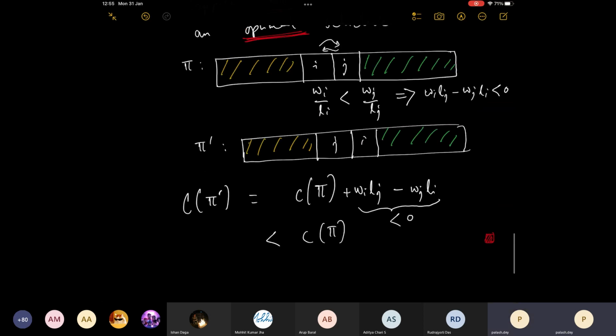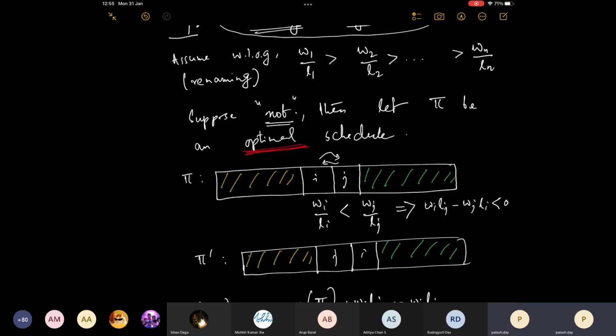Optimal need not be unique, and that will not make the proof wrong. Think of an input instance where all job weights and all lengths are the same. Then all permutations are optimal permutations. So optimal need not be unique. That's why I have written an optimal, not the optimal.